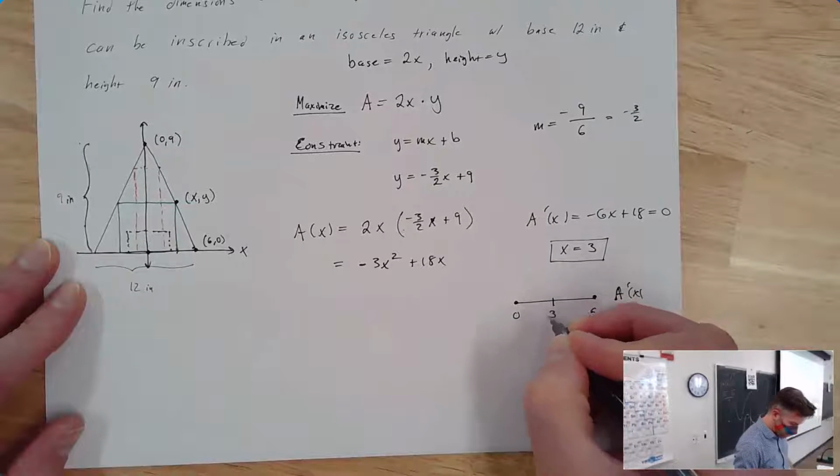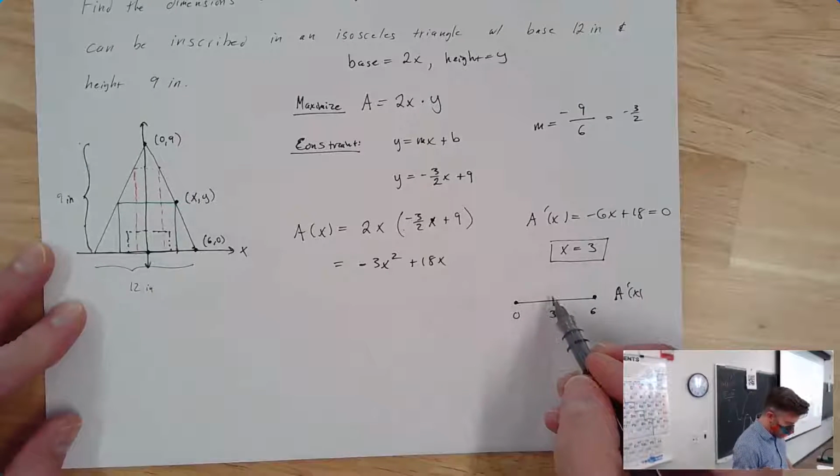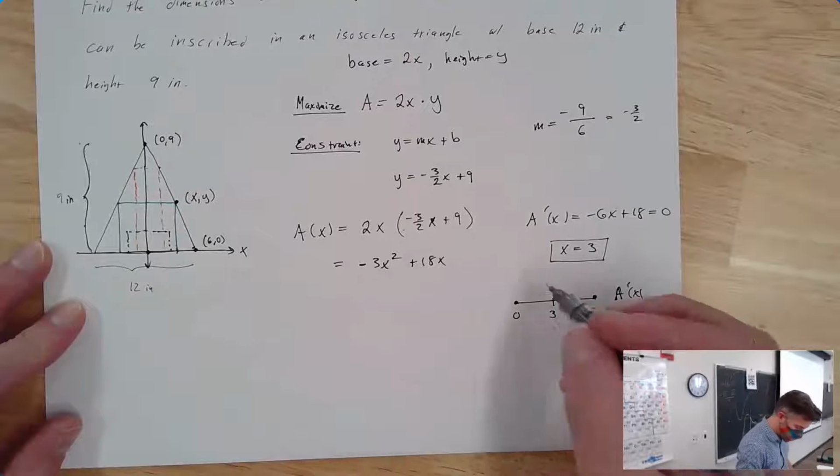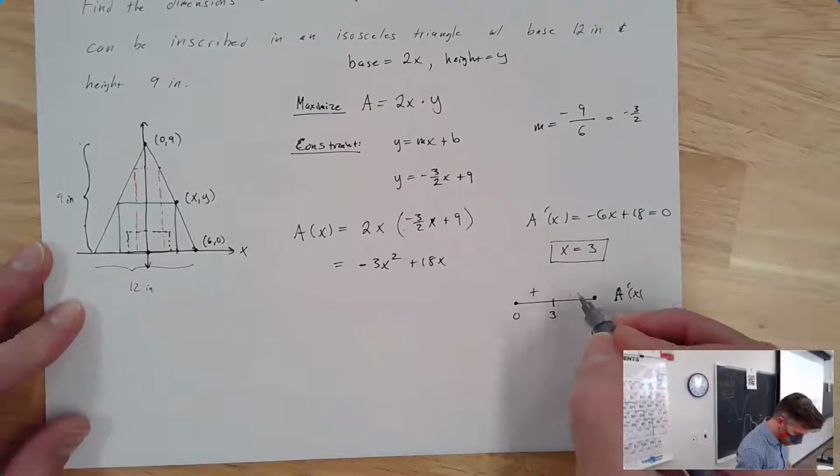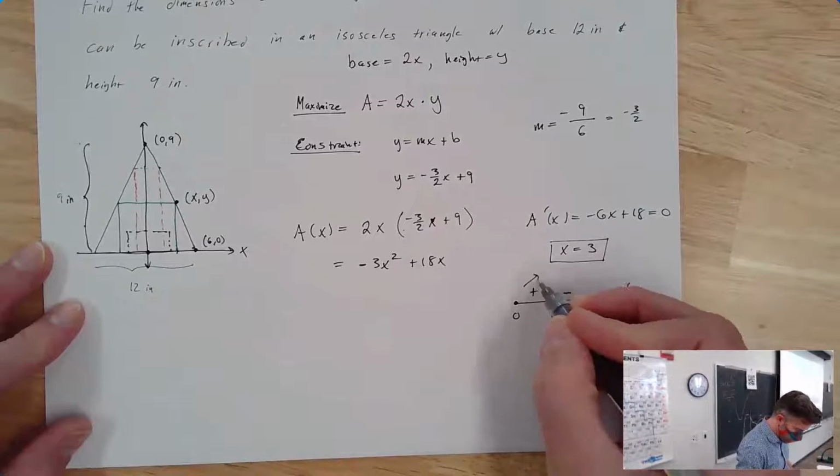And here's our critical value of 3. If I pick something smaller than 3, like 1, my derivative is definitely positive. Pick something bigger than 3, like 4, my derivative is definitely negative. So yeah, it's a maximum at 3.